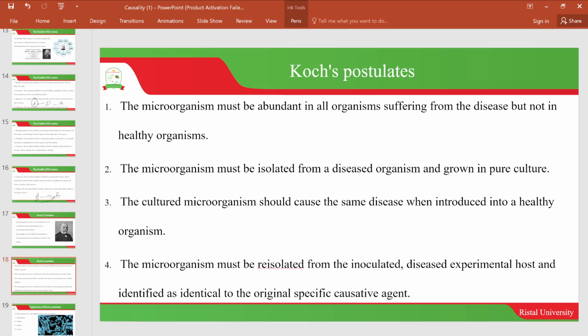That means if you are going to say that this microbe is responsible for this disease, it means that in all people who have that particular disease, you should always get that specific microbe. You don't have to get another microbe.